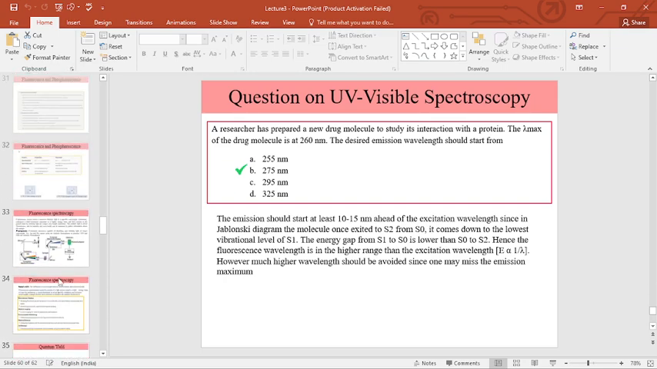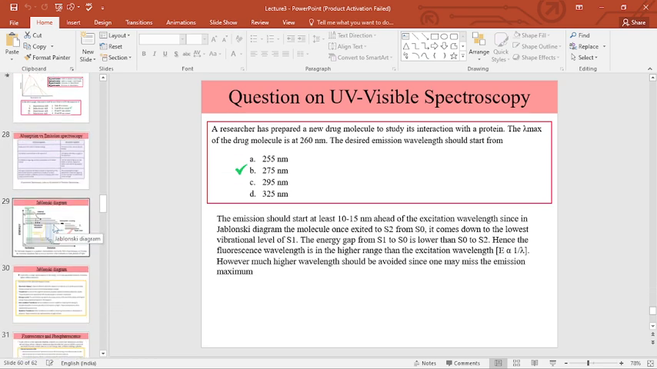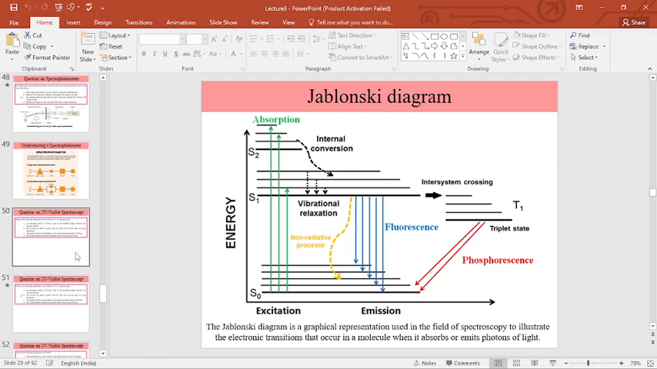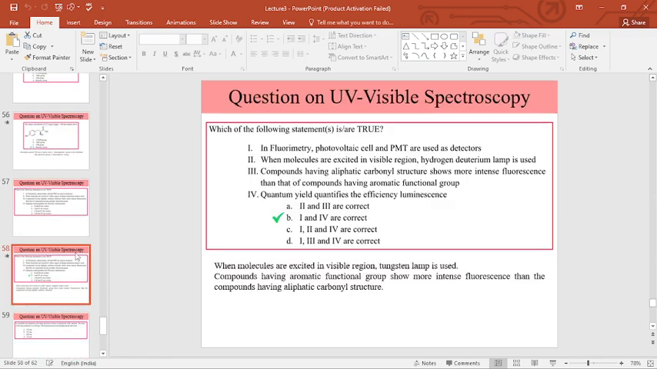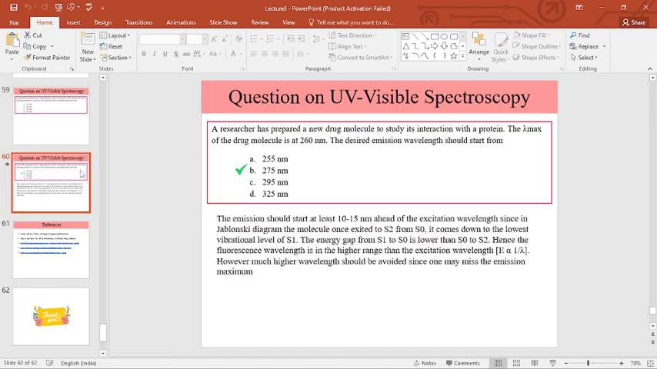Let's go back to this Jablonski diagram. They are telling you that the energy gap from S1 to S0 is lower than that of S0 to S2. So this is S1 and S0, and this is S0 to S2. It is undergoing this internal conversion and all, right? Because of that, we might miss the emission wavelength if the two wavelengths are very, very close by.